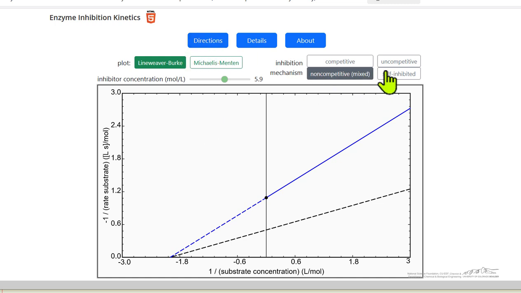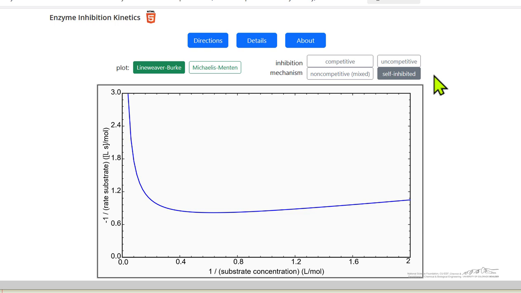The last one to look at, self-inhibition. Now we're plotting minus 1 over the rate versus 1 over the substrate concentration. We no longer get a straight line because the enzyme concentration, as it increases, moving to the left, inhibits the reaction, and therefore 1 over the rate gets larger.